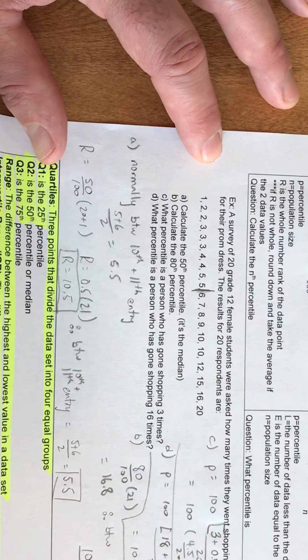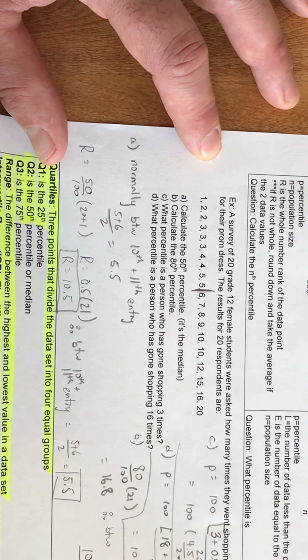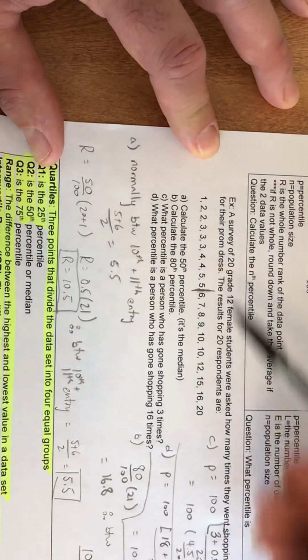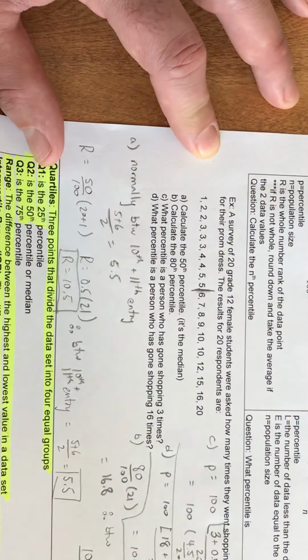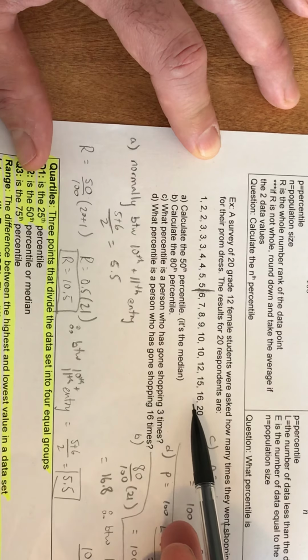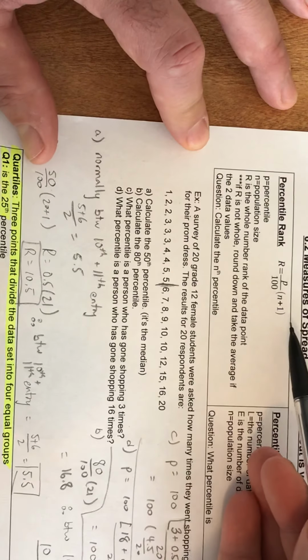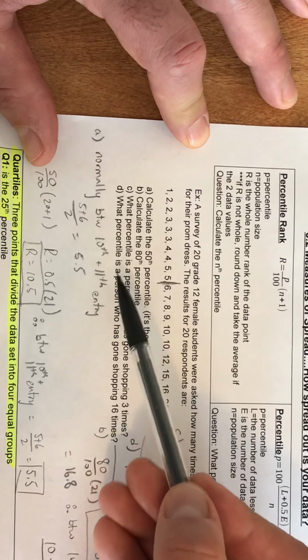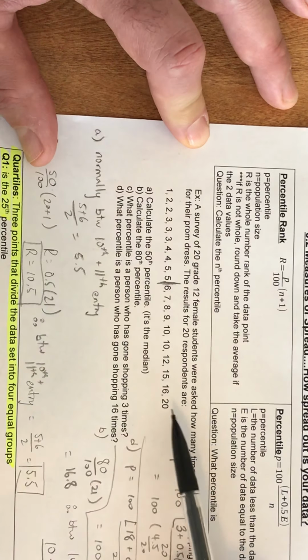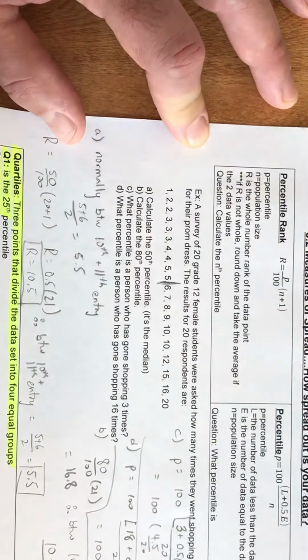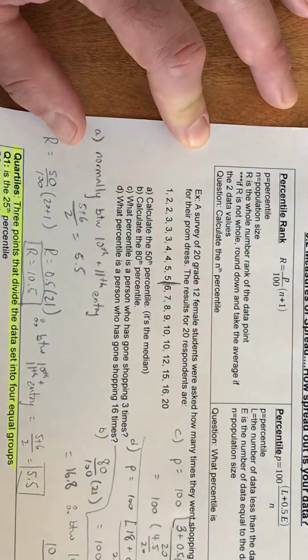The first one is calculate the 50th percentile. Basically, what is the number in this data that 50% will be above and 50% will be below? This is also known as a median. We've done this earlier. So here's how you do it according to the formula. Normally the median would be between the 10th and the 11th entry. That's how we get the median for 20 entries. I'm going to use the formula to show you the same thing.